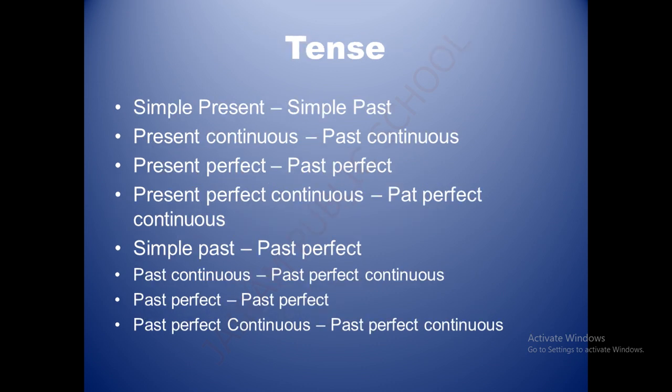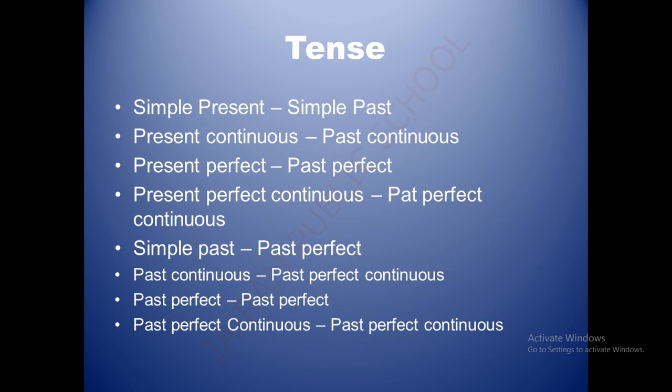Next, tense. So these are the tense changes. If you find simple present in direct, you need to transform that simple present into simple past in indirect speech. So if you are identifying simple present in direct speech while you are transforming direct to indirect, the simple present must be transformed into simple past. The same way, present continuous must be transformed into past continuous. Present perfect must be transformed into past perfect. Present perfect continuous must be transformed into past perfect continuous.